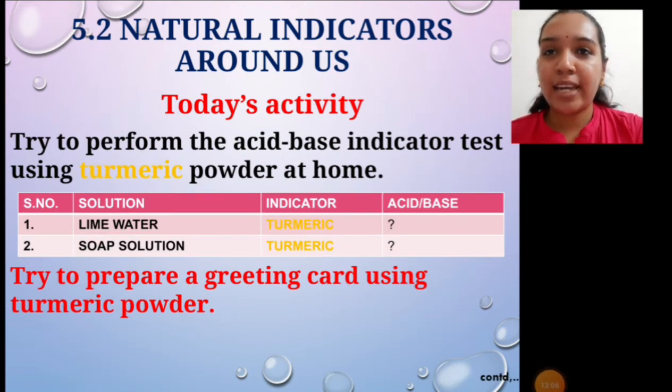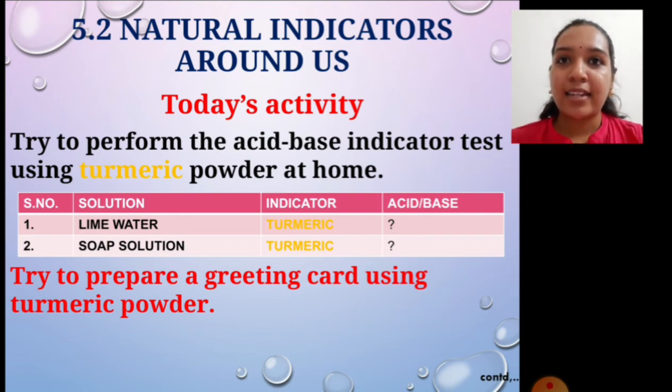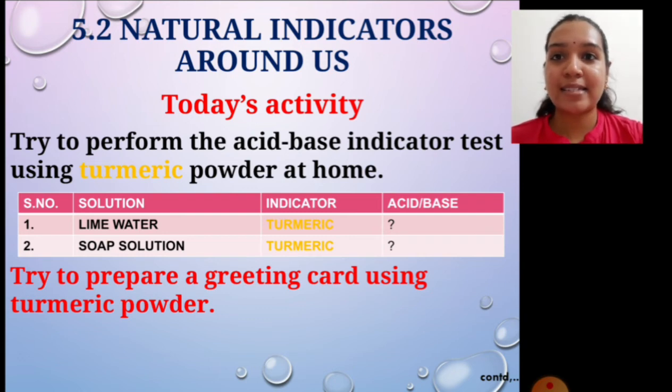So for today, the home activity for you, under the supervision of your parents or siblings, you can do this activity. To understand the concept better, in today's activity you will do this experiment. You will try to perform this acid base indicator test using the turmeric powder at home, because it is most commonly available at everyone's house.